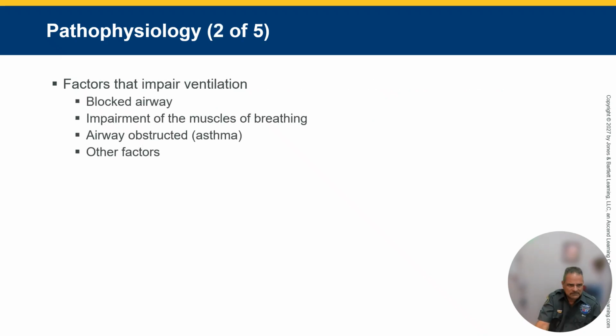Factors that impair ventilation: blocked airway, impairment of the muscle breathing, such as neuromuscular disease, loss of consciousness, obstruction of the airway. And then other factors include asthma, drug overdoses, trauma, allergic reactions, those kinds of things. They'll all impair your ability to ventilate.